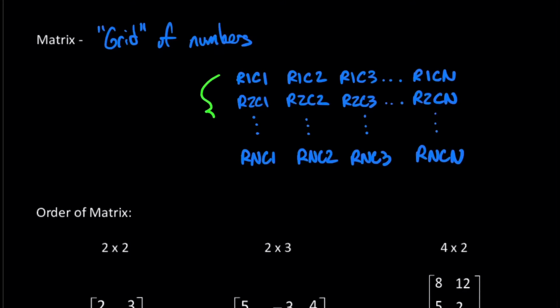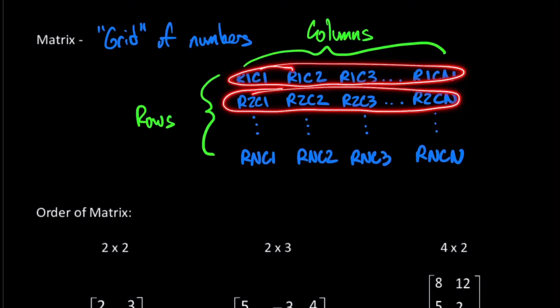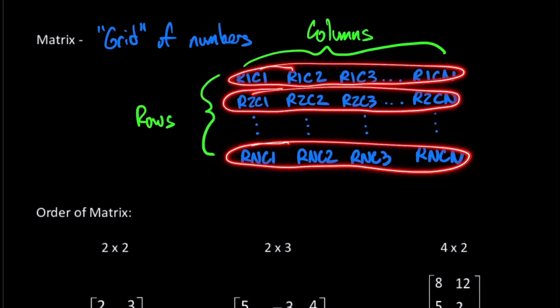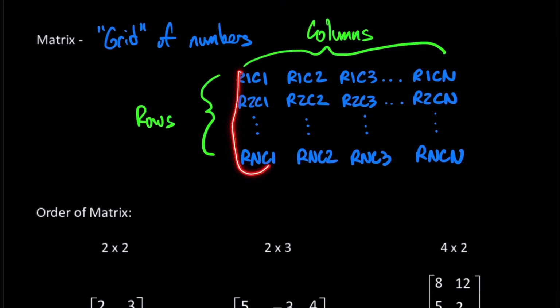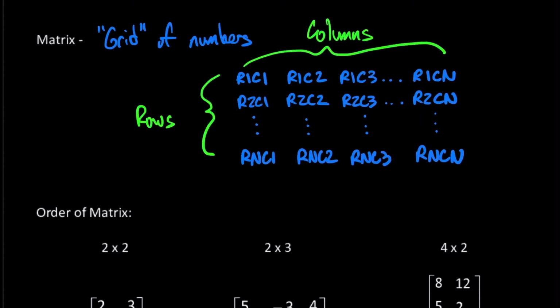These are rows. And these are columns. All right, rows go like this, horizontal. Columns go like this, vertical. They're like pillars, columns. All right, so these numbers are just going to be in a grid, and each position can be denoted with a row and a column.